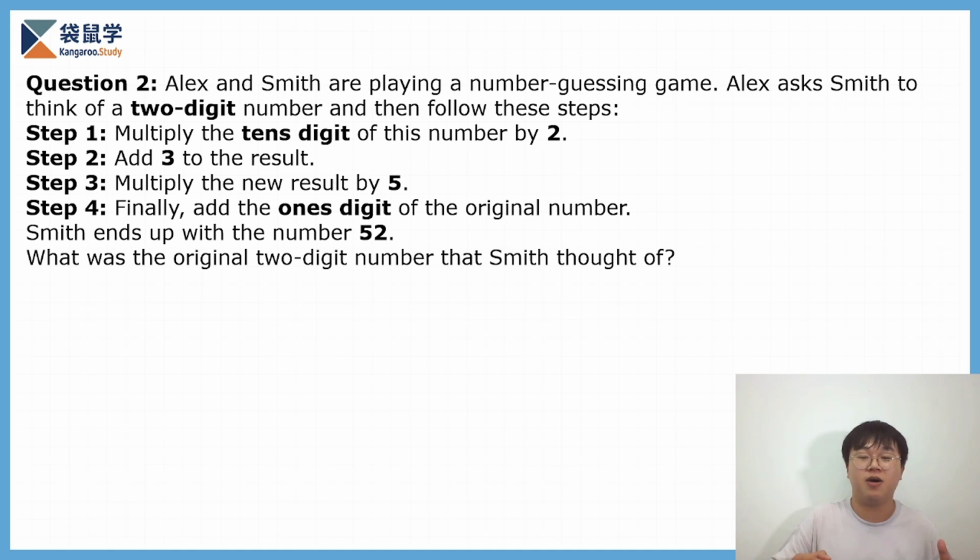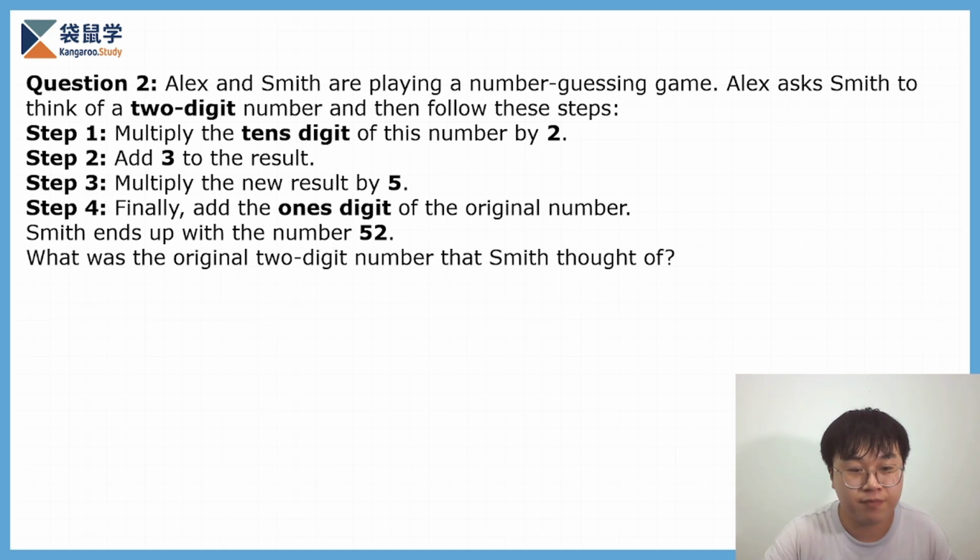Then Smith gets the number 52. Here we can find this step is very, very complicated because it has multiplication and addition. If we want to use the model method here, it's very hard for us to draw the model. So, what else can we do here? Some students say, we can draw another figure, the flow chart.